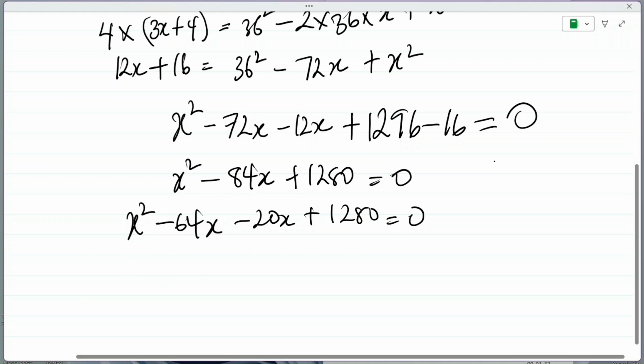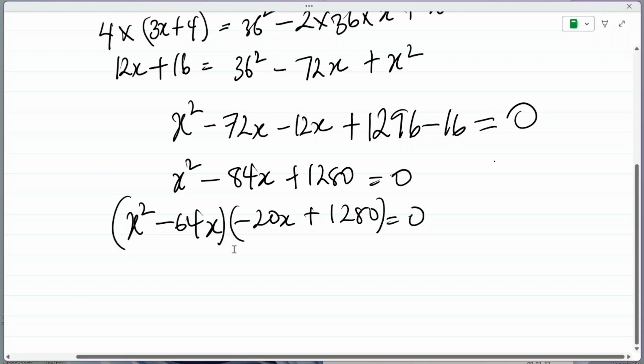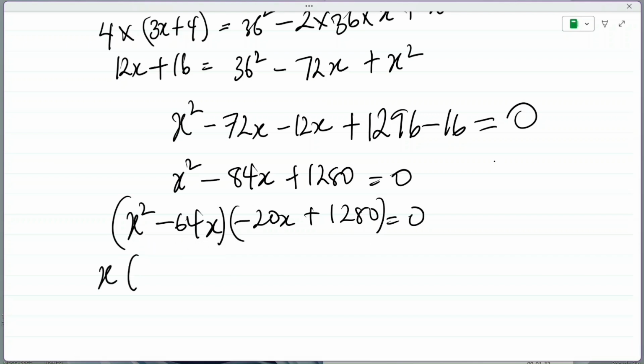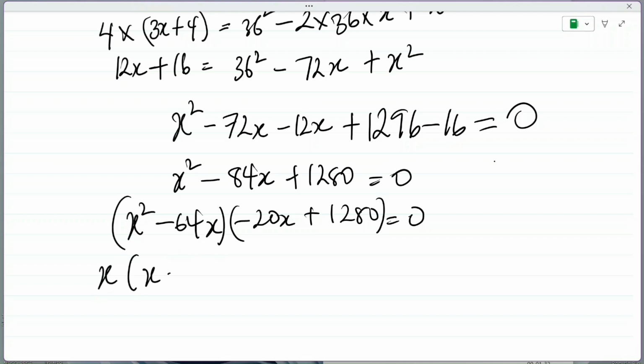We group them in 2s. We have this 2 and this 2. Note this 20x owns this negative, so we are putting in bracket the 20x with the negative it owns. Next we go and look for what is common in both x squared and minus 64x. You know it's x. Take out x, you'll be left with x after dividing x squared by x, and also after dividing 64x by x, the x will cancel with the x, leaving the minus 64. So you have minus 64 here, close bracket.